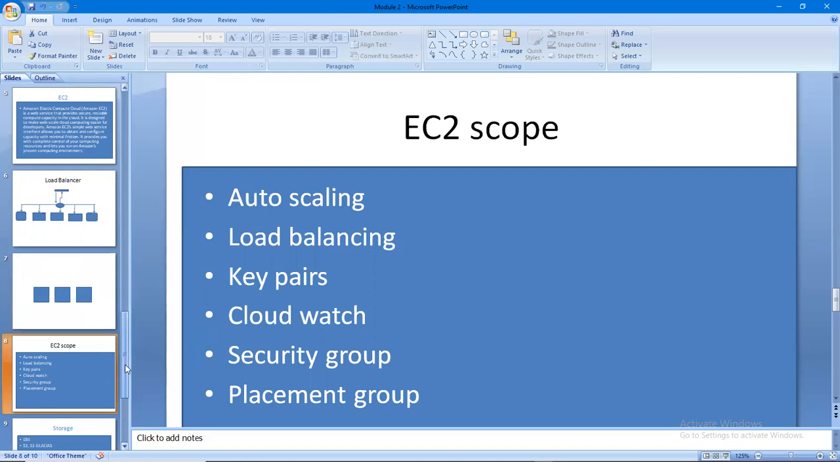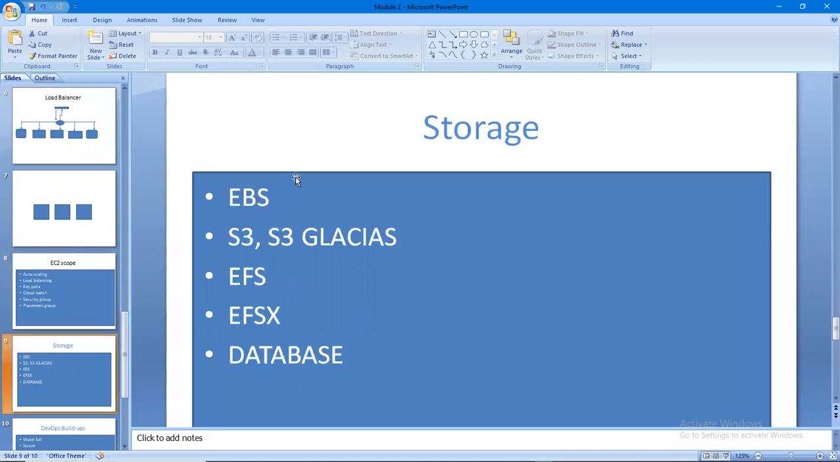So we have EBS, which is Elastic Block Storage. That one is like a normal hard drive. Whenever a system wants to come up, you must attach a hard drive to it, because that is where you store your operating system and your information.